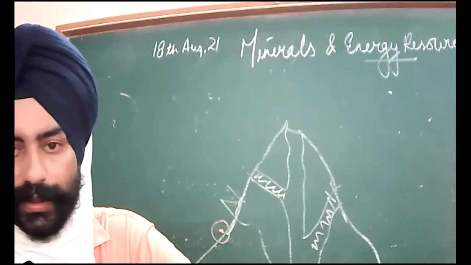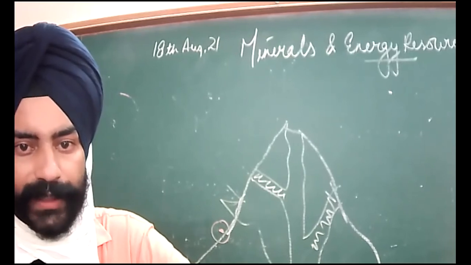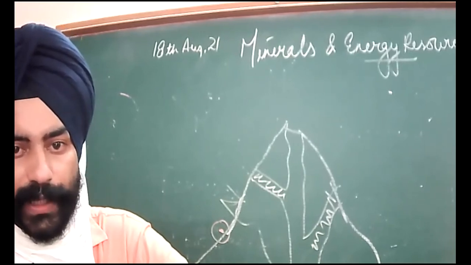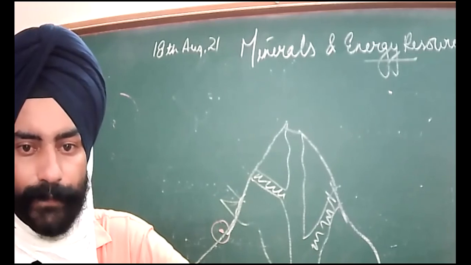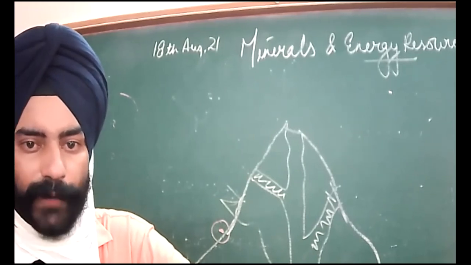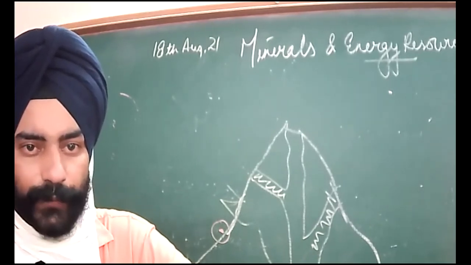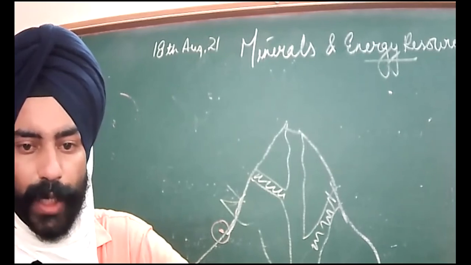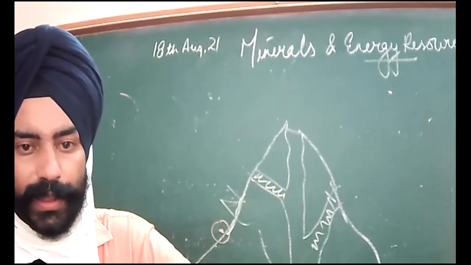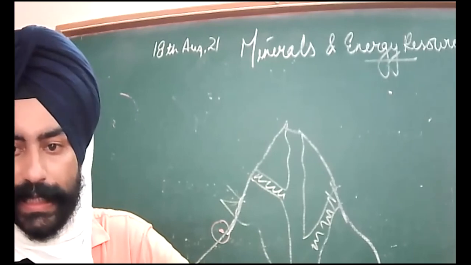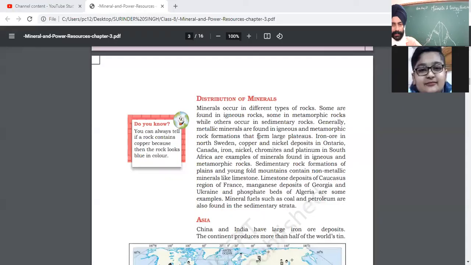Clear? So these are the three major factors which are affecting the distribution of minerals. First, geological structures. Second, types of rocks. Third, mode of occurrences.